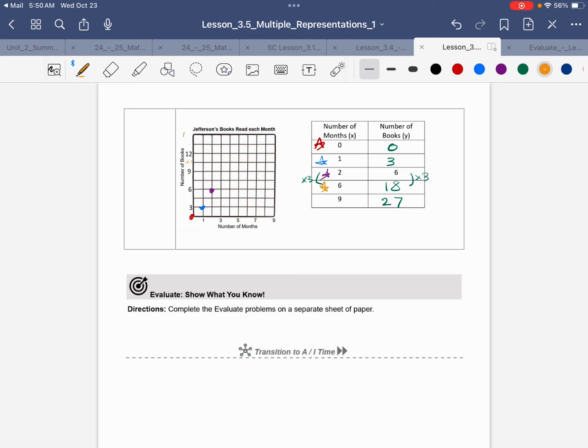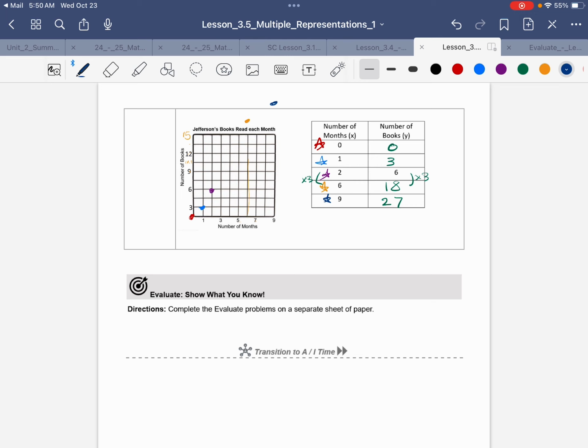So really 6 will be, if you travel up here, 6 will be somewhere up here. And the same thing for 9. It's going to be completely off the graph. Like, it's going to be way up here somewhere. Okay. So it's kind of that. But you can plot your first 3, all right?